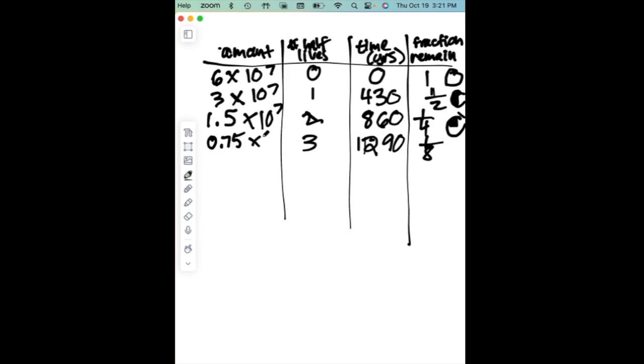So here, if we take half of 1.5, we get 0.75 times 10 to the 7th. But we know that's not proper scientific notation, right? Because it has to be a whole number between 1 and 9. And so we have to move that decimal point 1 place to the right here, right?